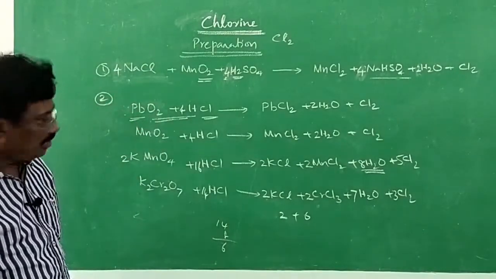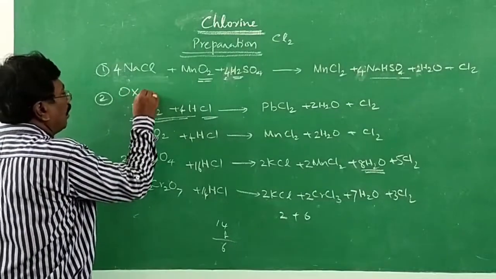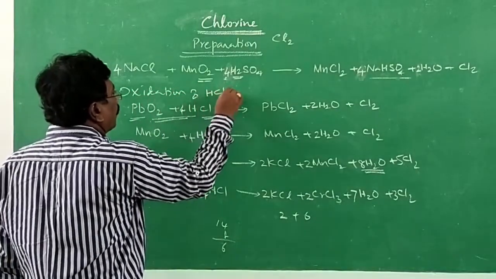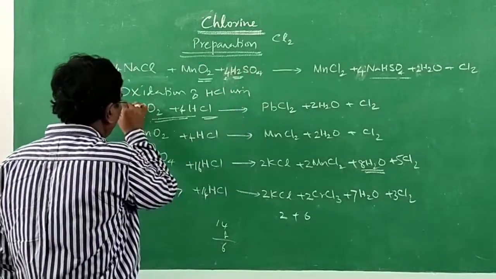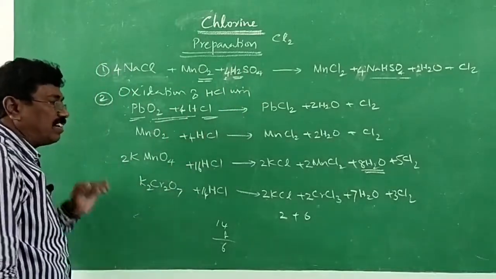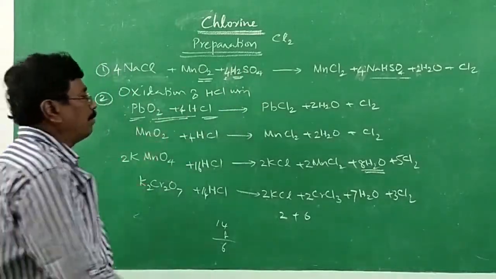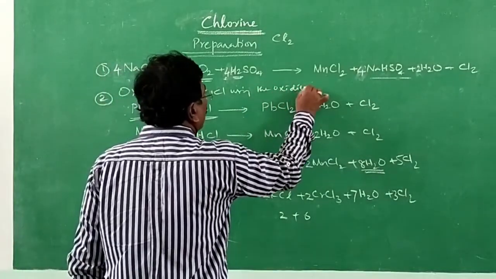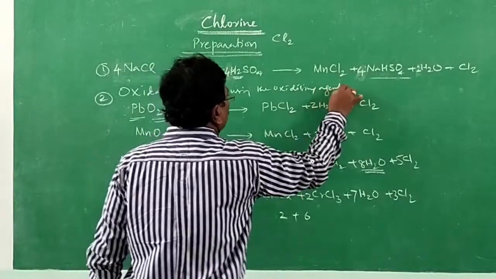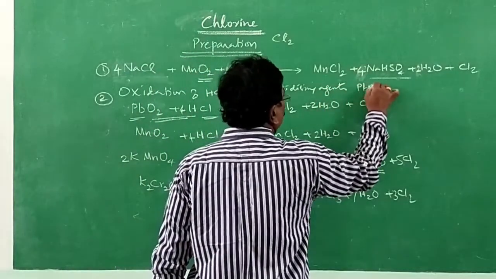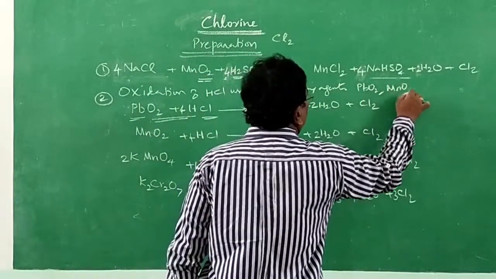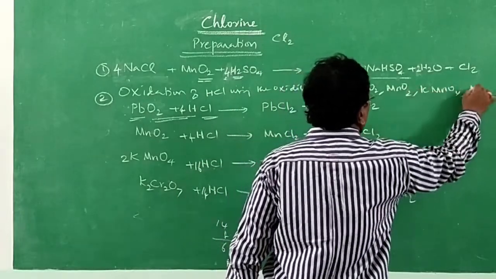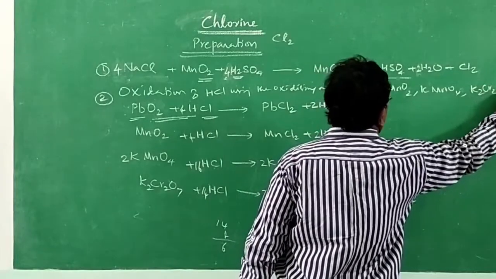That's all. We have prepared chlorine by using oxidizing agents, through oxidation of HCl using different oxidizing agents. What are the oxidizing agents we have used? Lead dioxide PbO2, MnO2, KMnO4, potassium permanganate, and then potassium dichromate. These are the oxidizing agents we have used.